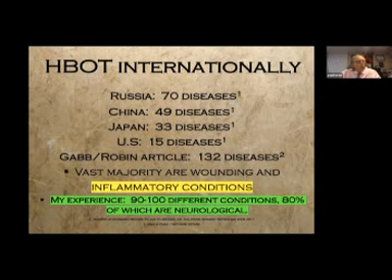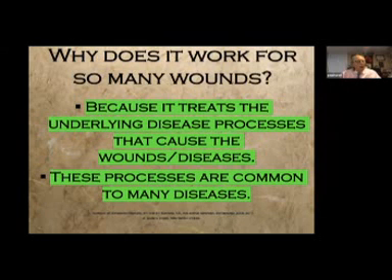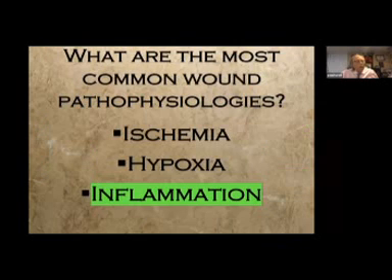It turns out when you look at all of them, the vast majority are wounding and inflammatory conditions. In my experience, I've treated about 90 to 100 different conditions, most of which are neurological. And how can you do that? How can you treat so many different diseases with one therapy? The reason is we're not treating the disease, we're treating the underlying disease processes, the pathophysiology that causes those diseases. And it turns out those processes are common to many, many diseases, and they're sensitive to hyperbaric oxygen at varying pressures and oxygen levels.